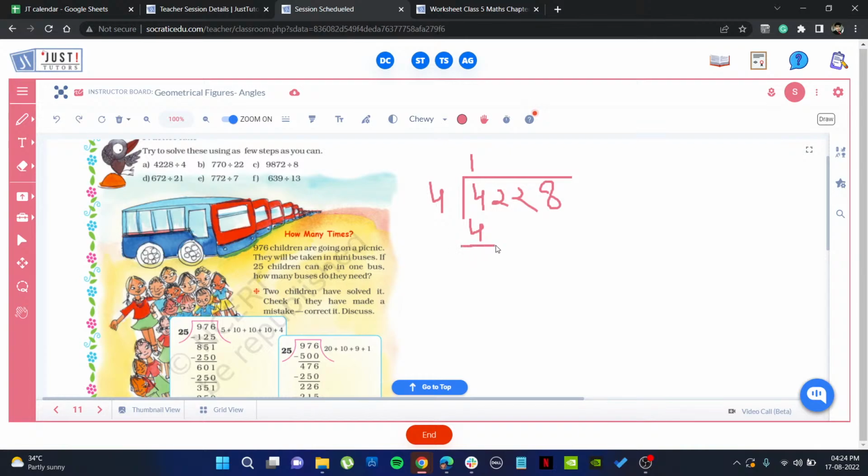Our next step is to subtract. So we get 4 take away 4 would be 0. Now the next step is we have solved for this 4. Now we need to solve for this 2. So next step is to bring it down. We will bring this 2 down.